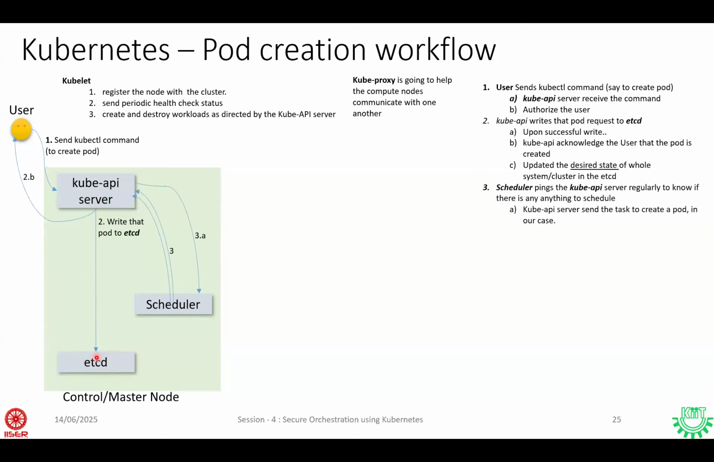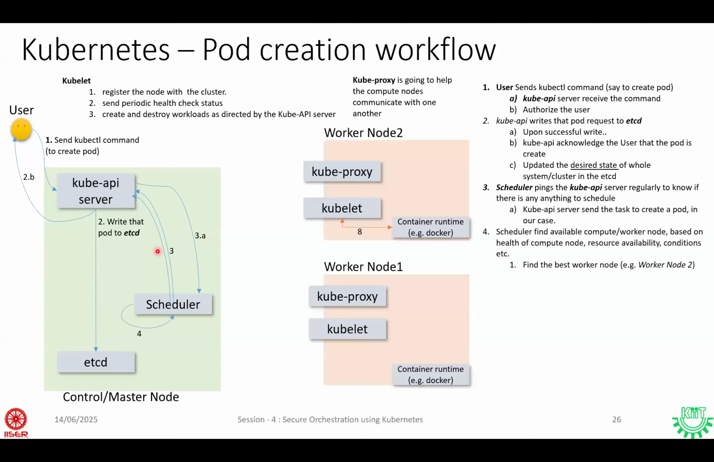Now the third is that the scheduler will always interact with the Kube API server. And very frequently, the scheduler will make a request to the API server asking whether there is something to be created. Now your Kube API server will inform that yes, there is something to be created, and the scheduler will get the instruction that one pod needs to be created, and for that your scheduler will find the available nodes.